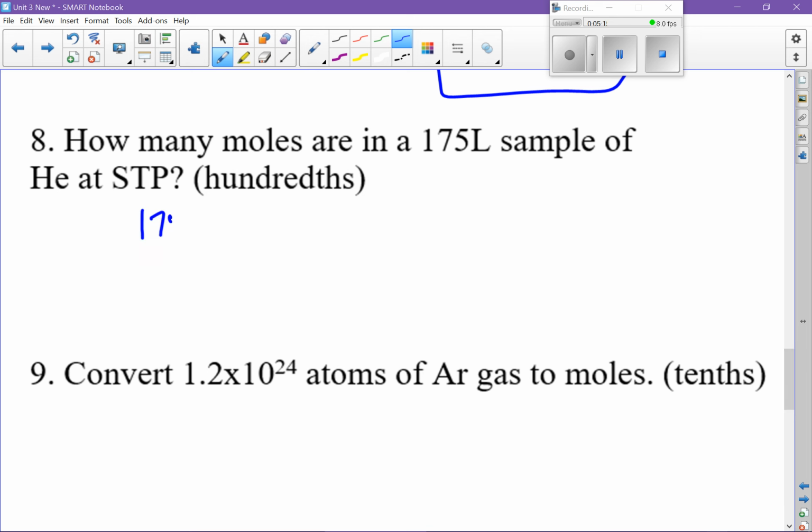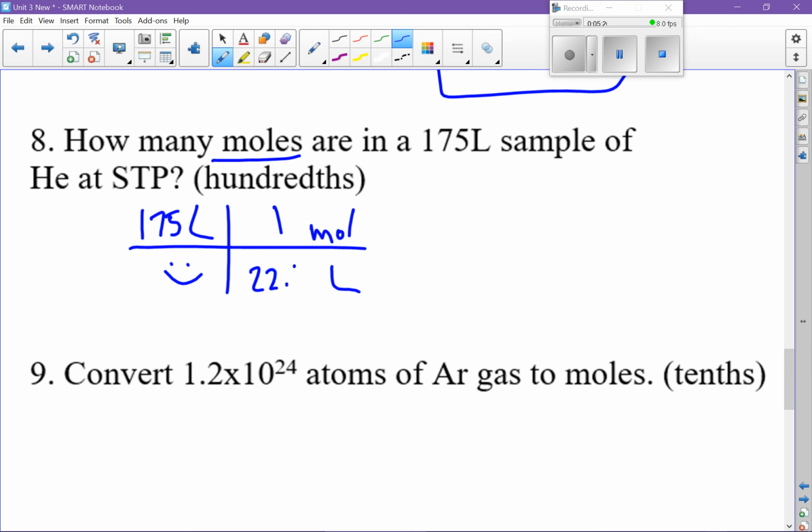Next, I start with the 175 liters that I was given. Liters up, liters down. I'm looking for moles. Then I put in my numbers. I need a 1 with the mole, and liters needs 22.4. My calculator tells me 7.8125. The hundredths place is here at the 1. The 2 afterwards means it can stay at 7.81 moles.